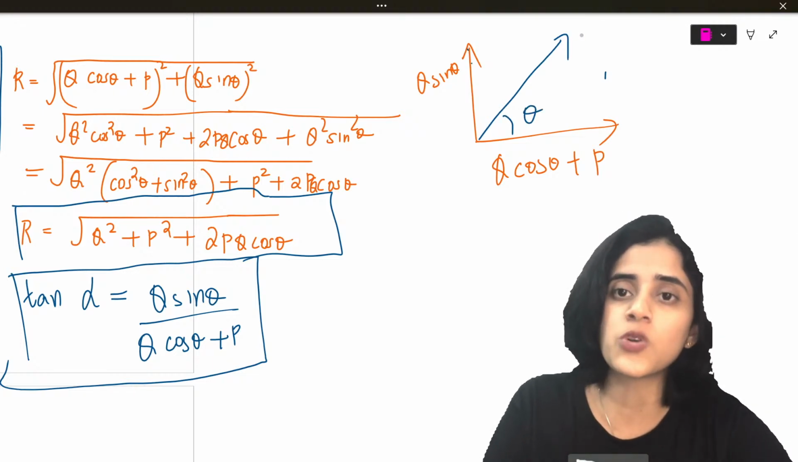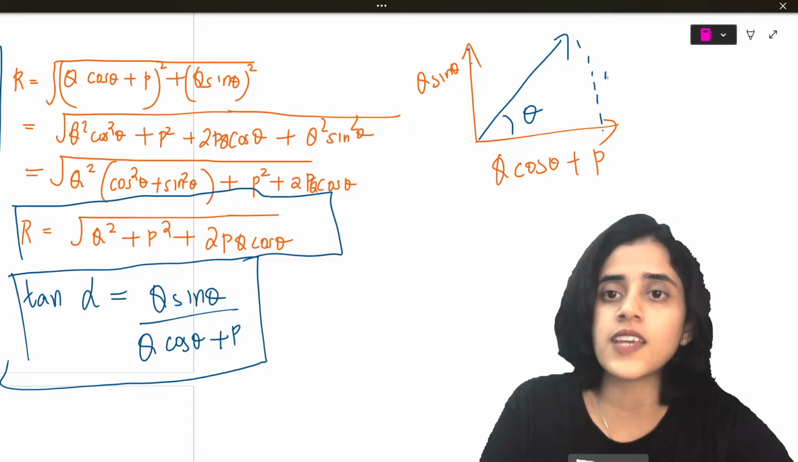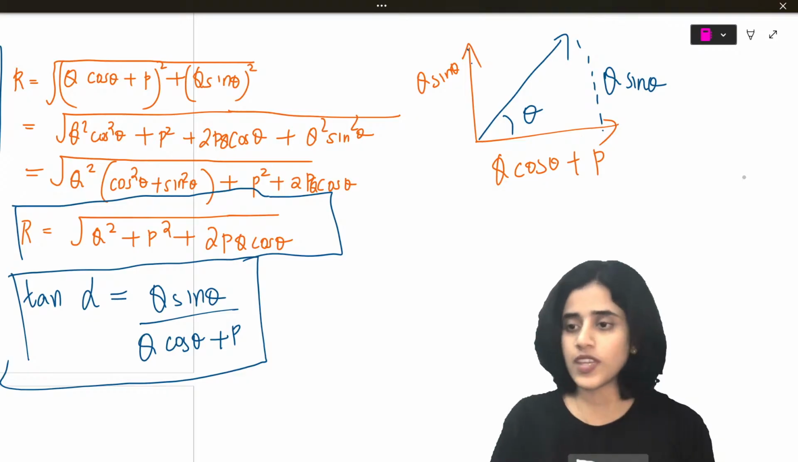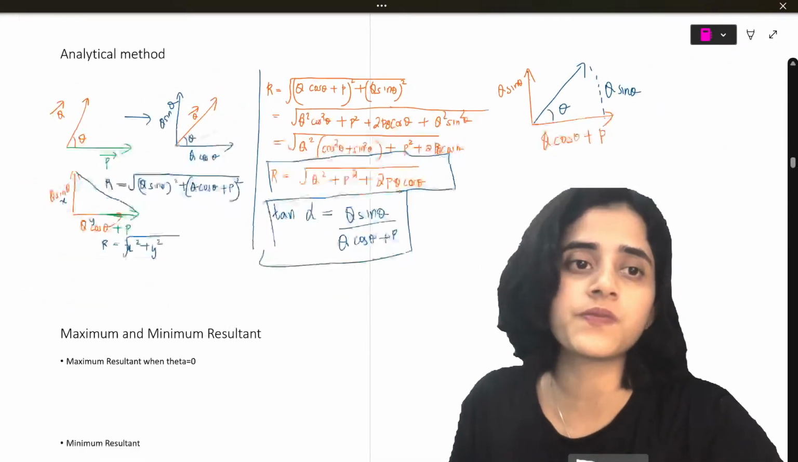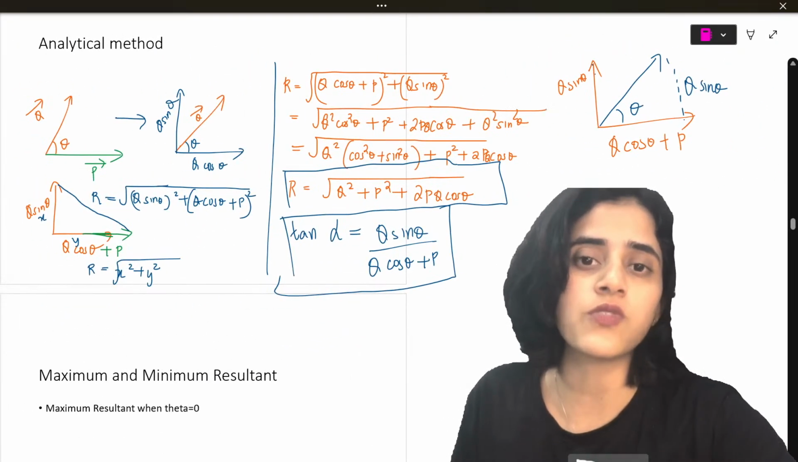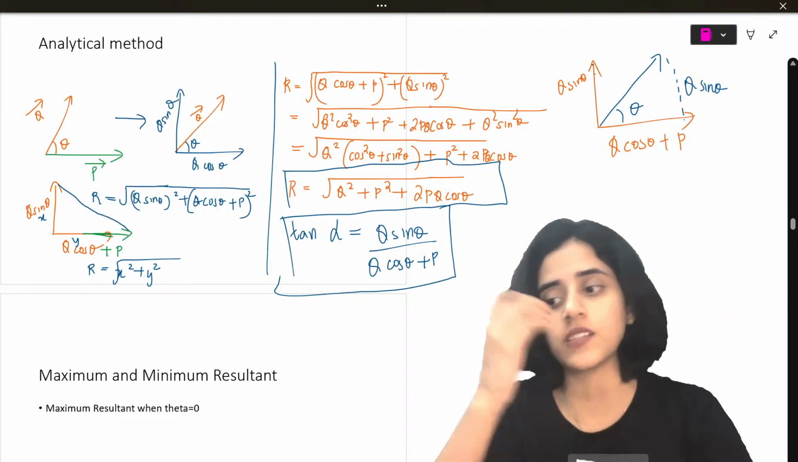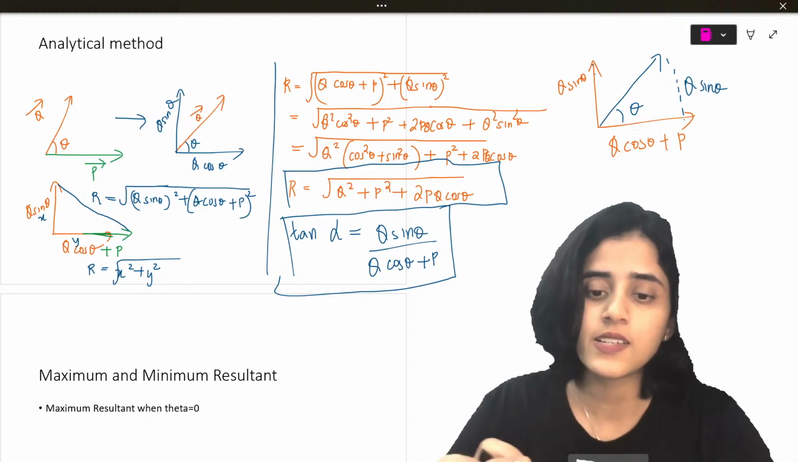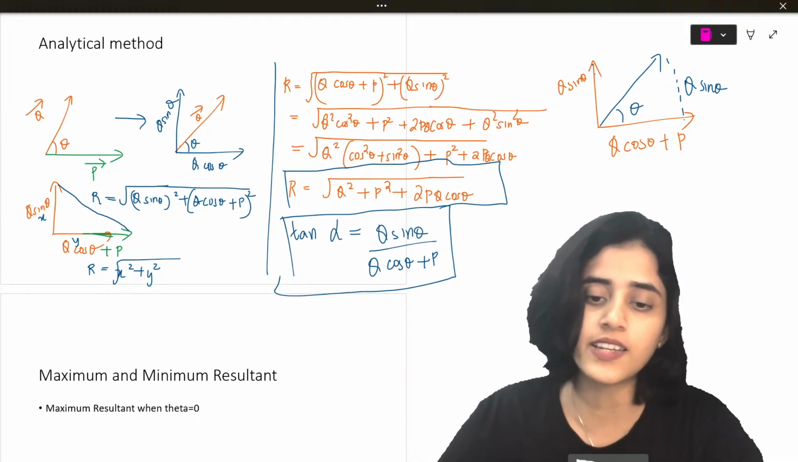So if this much is Q sin theta, then this side is also Q sin theta. And then I just do tan alpha to get this. Okay. So this is the full part of analytical method. Is this clear to all of you? Yes. Quickly let me know in the chats if this is clear to all of you.